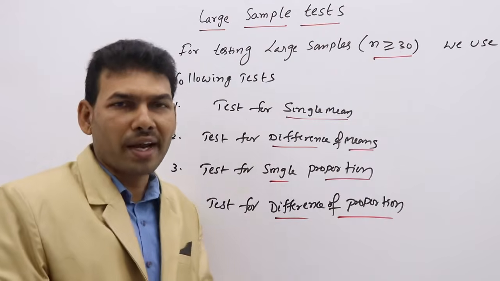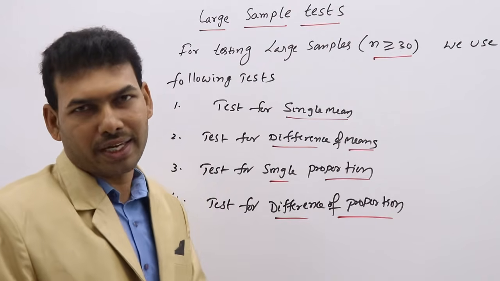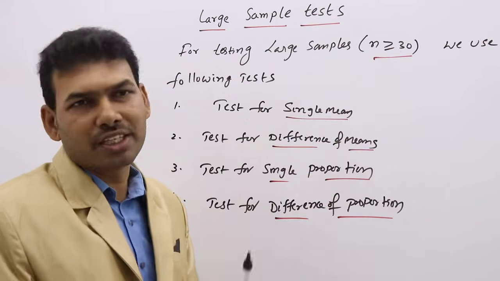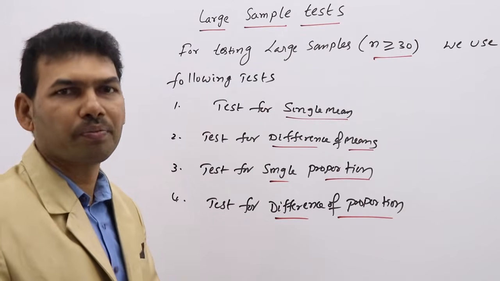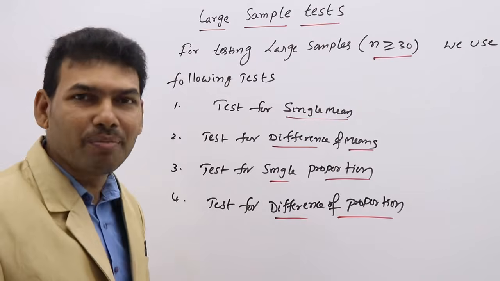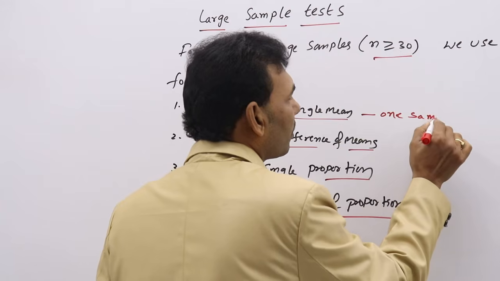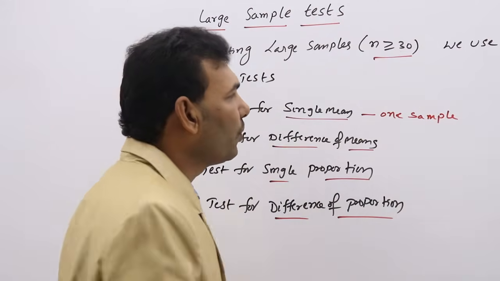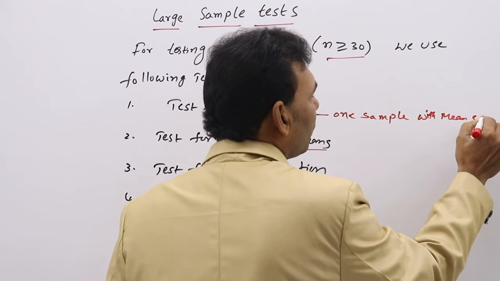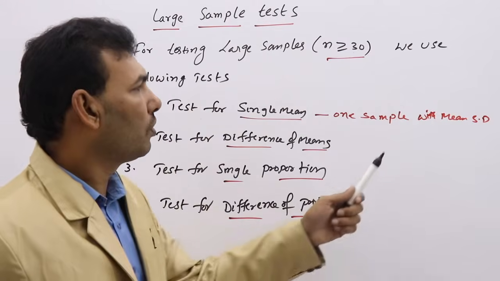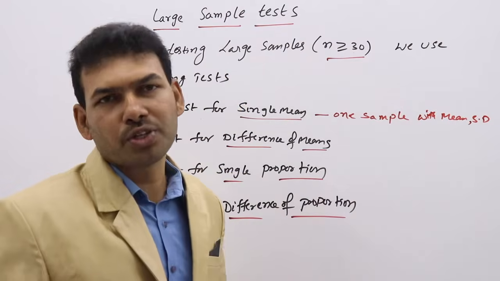So we have 4 tests. Whenever you get a testing problem on a large sample test, first the sample size should be greater than or equal to 30. Next we need to decide which test we have to apply. We apply the single mean test with one sample, only one sample needed. You should have one sample with mean and SD. In the question, you have to get the mean, SD, and also one sample.